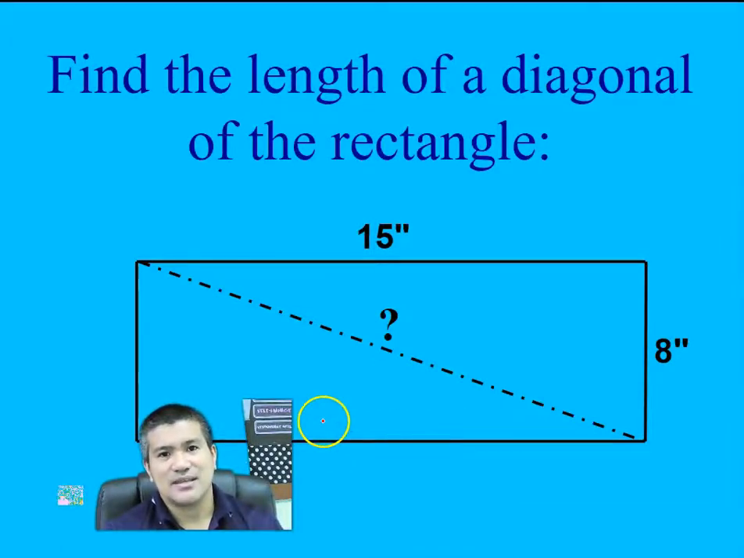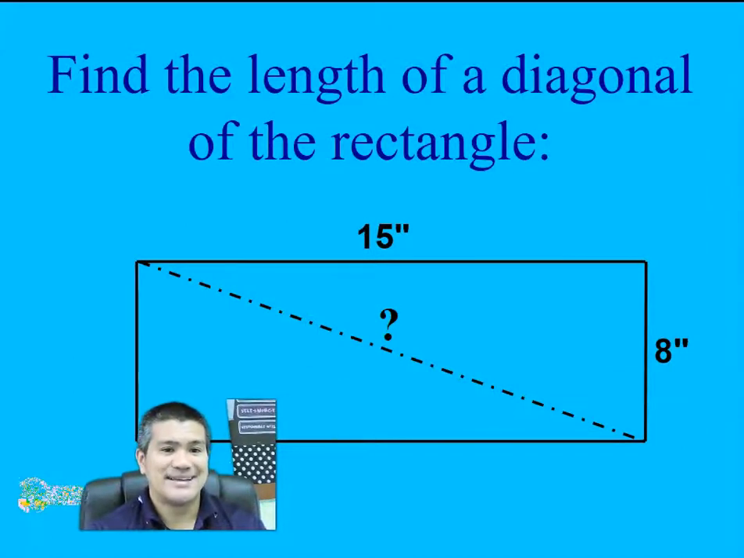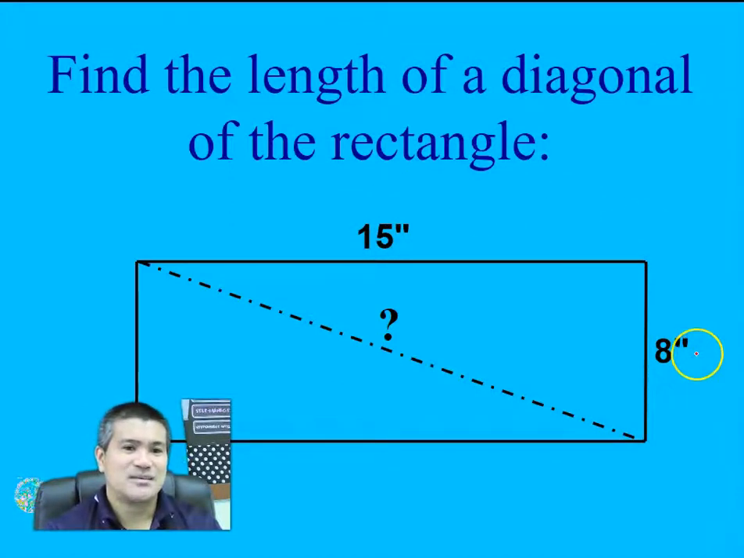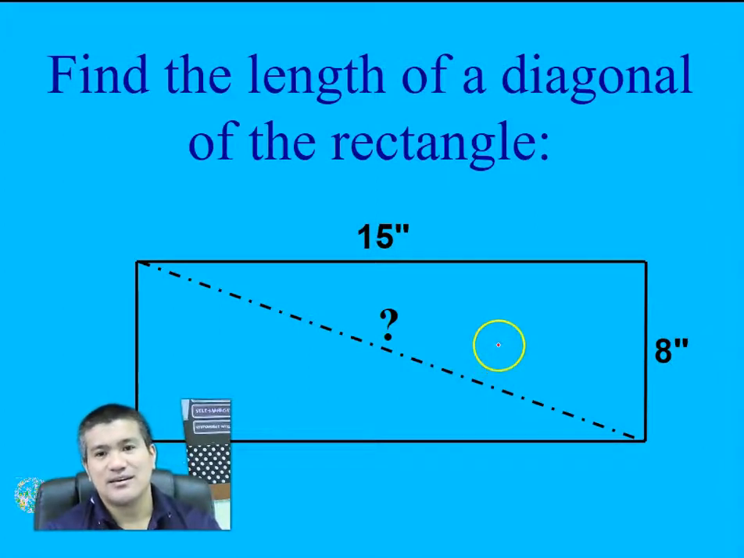So from here, find the length of a diagonal of the rectangle. So where is the diagonal part there? Therefore we are looking for this length. We have 15 inches and then 8 inches, which is the measurement of the rectangle, length times width. But here we will try to find now this length.